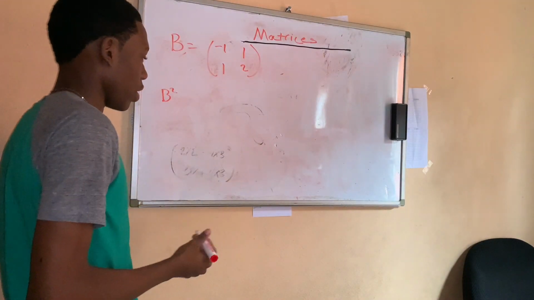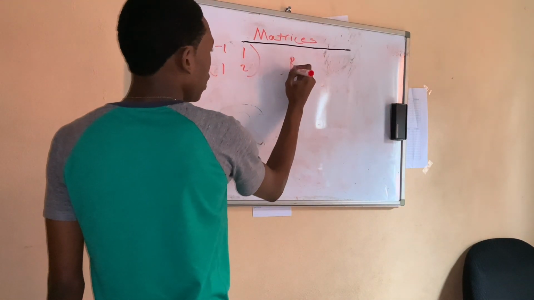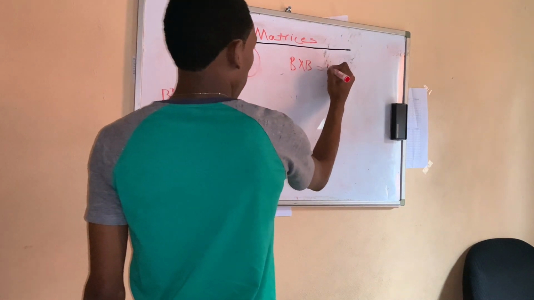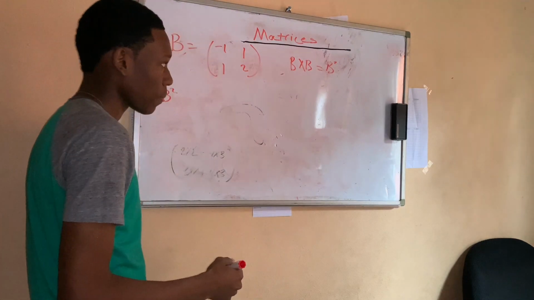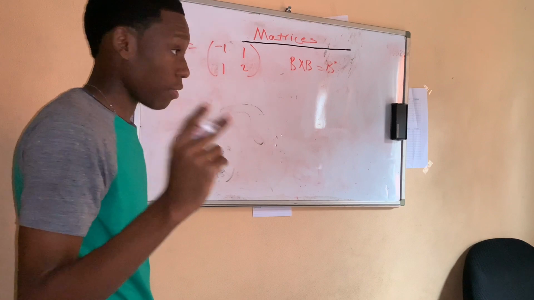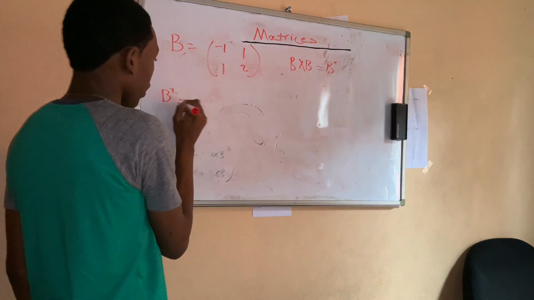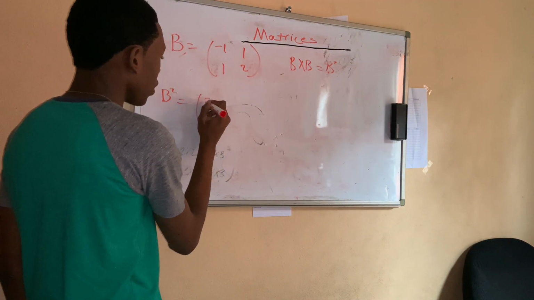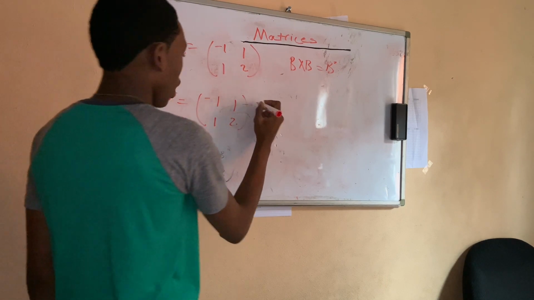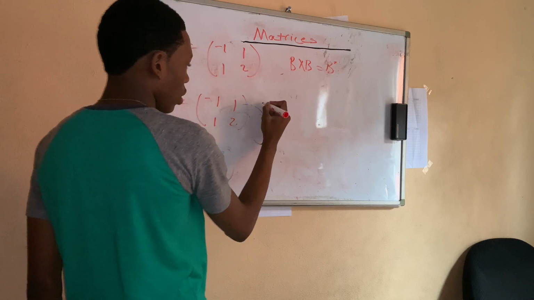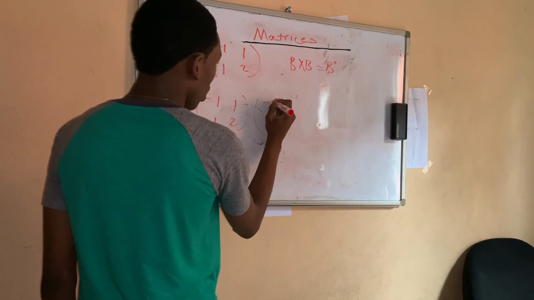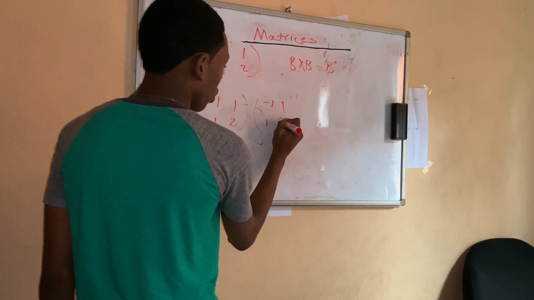This time is B squared. You know B squared means B times B. So we're going to multiply this matrix by itself. B squared equals negative 1, 1, 1, 2, and the same B matrix, which is negative 1, 1, 1, 2. We'll write that again.